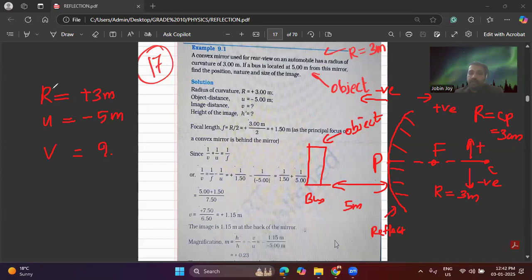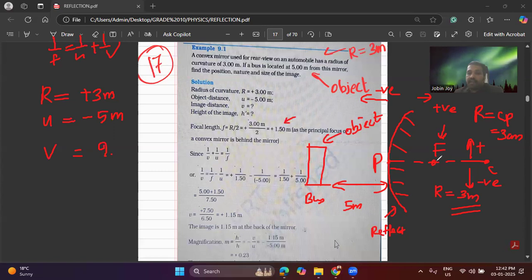Okay, so we have the equation 1 by F is equal to 1 by U plus 1 by V. To apply this equation, we need F. How will you calculate F? F is the exact center of CP, the radius of curvature, and we know the radius of curvature is 3 meters. So 3 divided by 2 is the focal length.